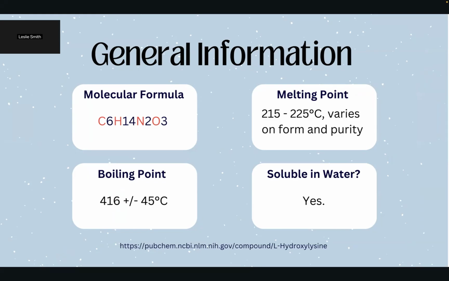The molecular formula for hydroxylysine is C6H14N2O3. Both the melting point and boiling point vary depending on the form and purity of the compound. The melting point is 215 to 225 degrees Celsius, and the boiling point is 416 plus or minus 45 degrees Celsius. This molecule is soluble in water.